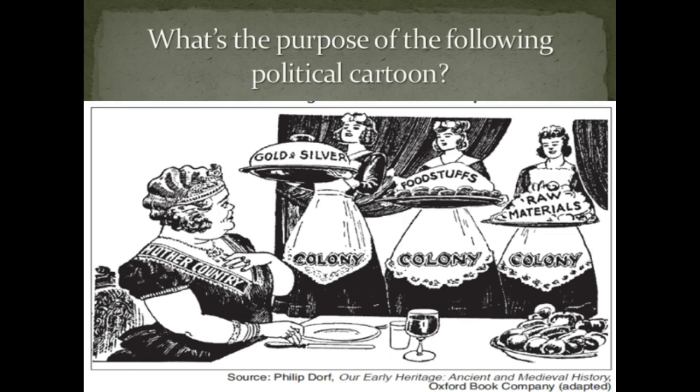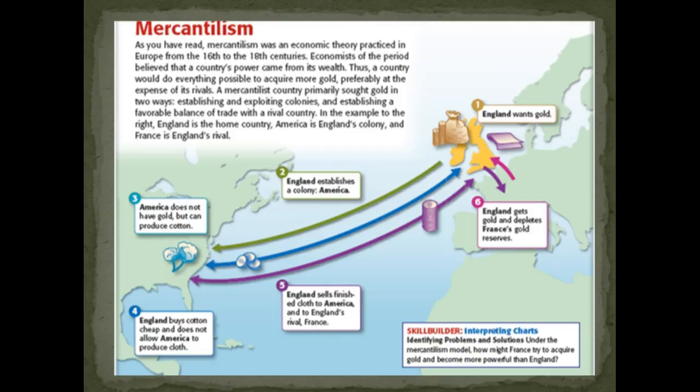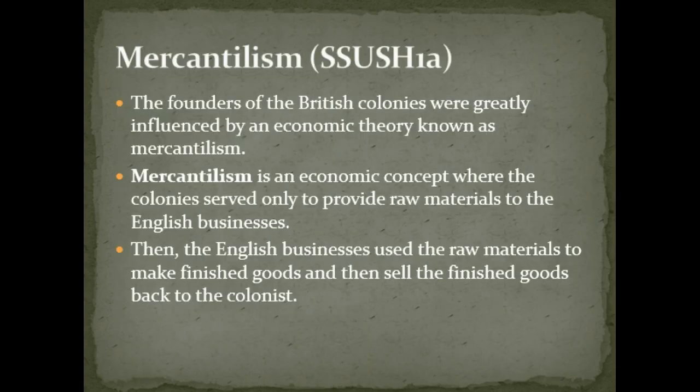What's the purpose of the following political cartoon? As you see, you have the mother country, which is Britain, being served by its colonies. The purpose of settling these colonies was to be served gold and silver, foodstuff, and raw materials in order to make a profit. Mercantilism. Mercantilism was the economic system that we'll talk about a little bit later that the English used in order to get resources from their colonies and to profit off of those resources.